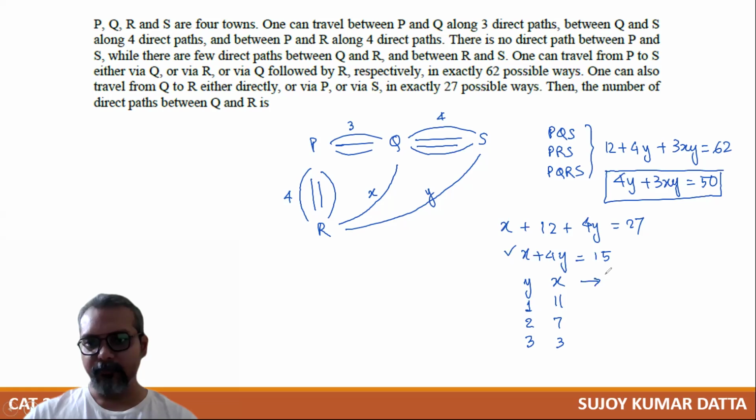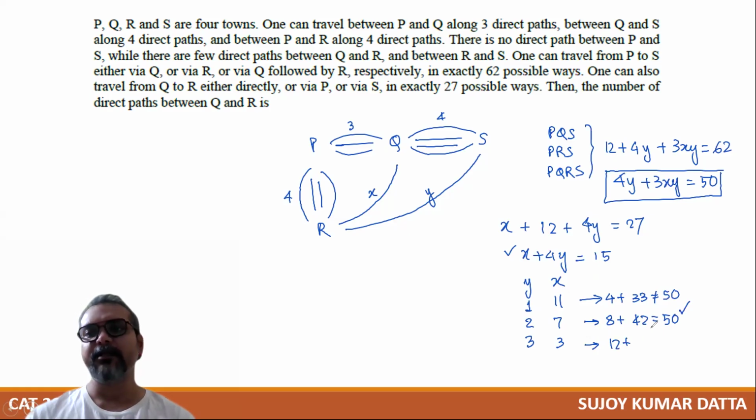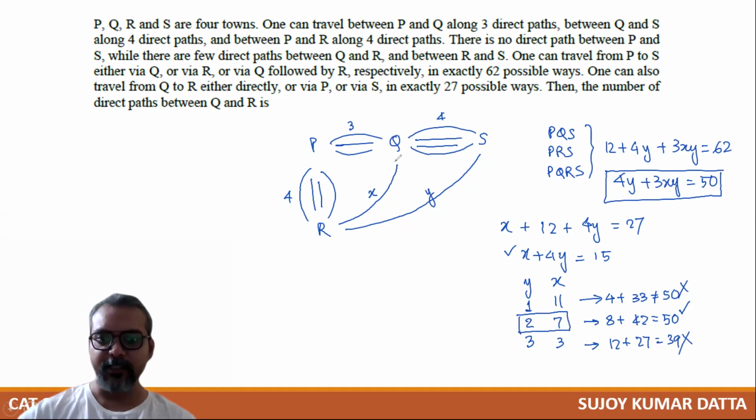So if I go by this, 4y is 4, 3xy is 33. So that's not 50. If I do this, 4y is 8 plus 3 times xy, so that's 42, and that is 50. Yes. Just checking this one as well. 4y would be 12 and xy is 27, so 3 times xy is 27. So that comes to 39, so that's not 50 either. So the combination for this is 2 for y and 7 for x.